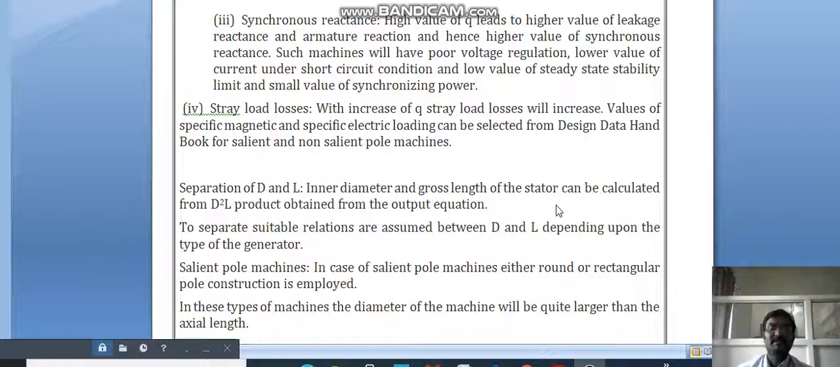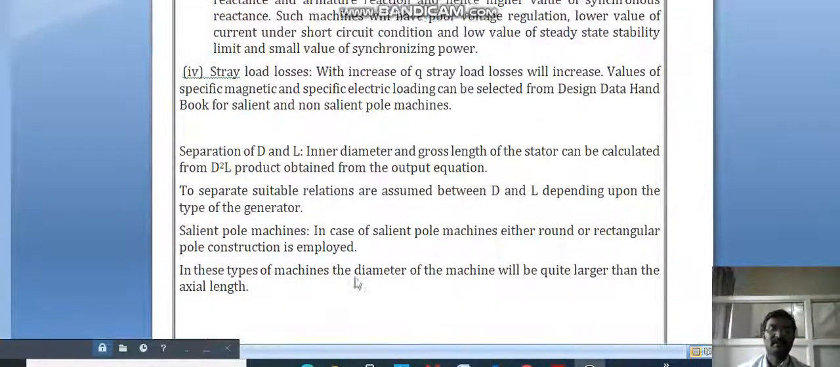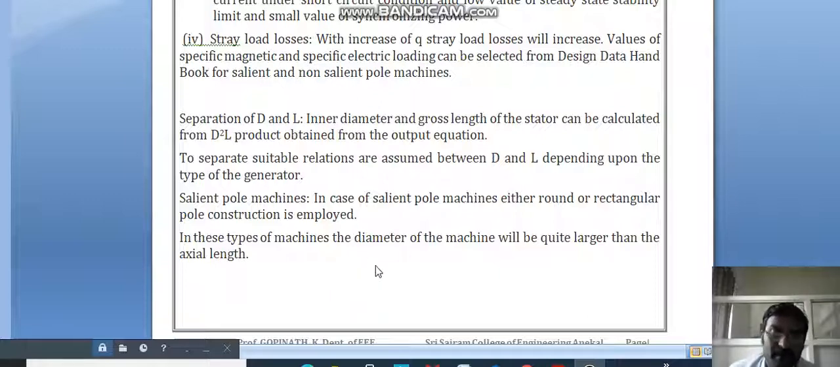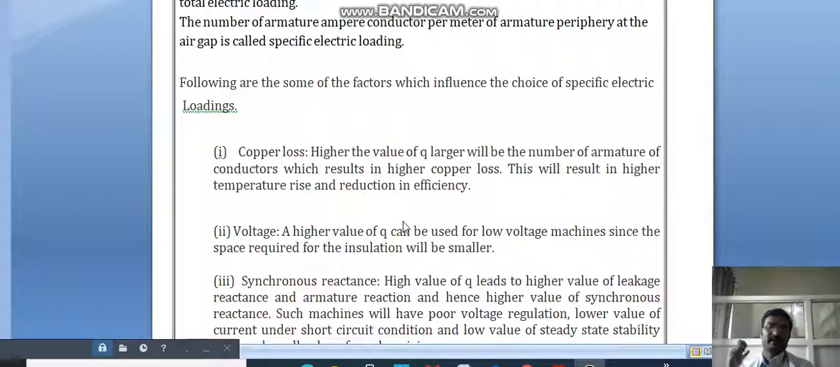The inner diameter and gross length of the stator can be calculated from the D square L product obtained from the output equation. To separate them, a suitable relation is assumed between D and L depending upon the type of generator or motor. Salient pole machines: in salient pole machines, either round or rectangular pole constructions are used. In these types of machines, the diameter will be quite larger than the axial length. So we should not go for a high value of specific electric loading as well as a high value of specific magnetic loading. At the same time, we should not go for a low value of specific electric loading and specific magnetic loading either.